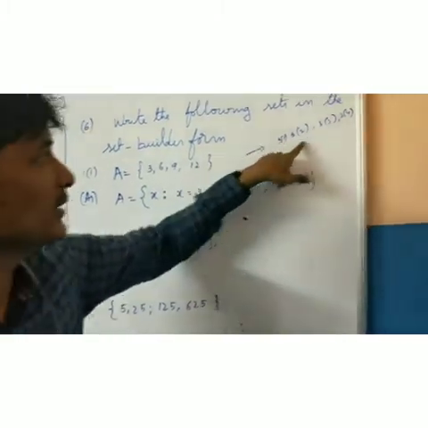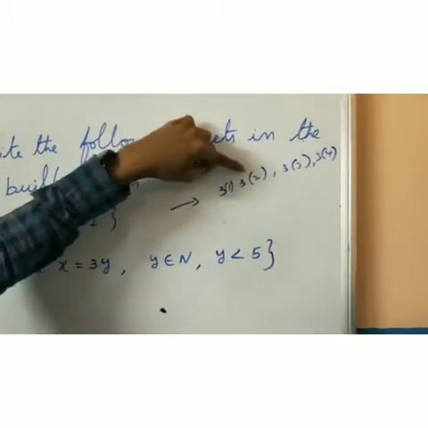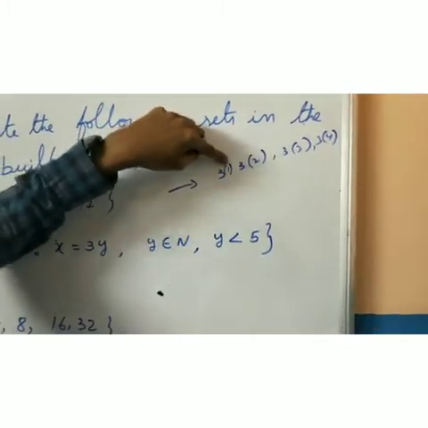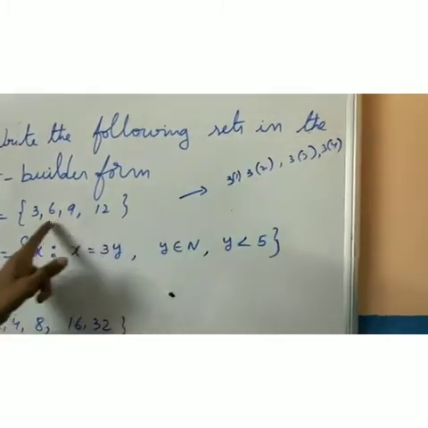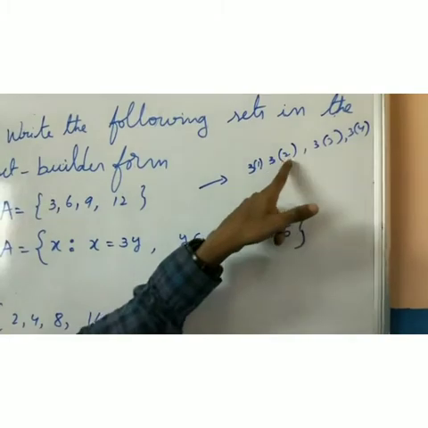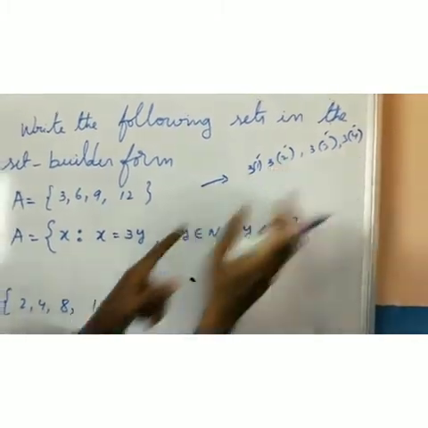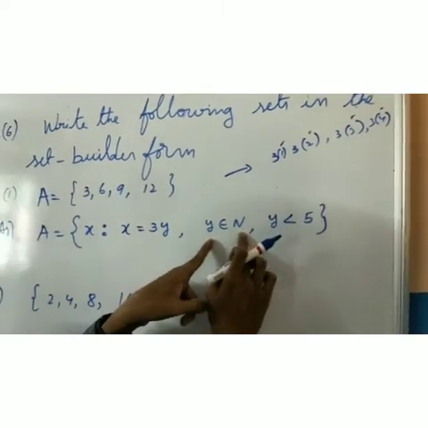Multiple means what? The required number, the given number, multiplied with natural numbers. 3 into 1 is 3, 3 twos are 6, 3 threes are 9, 3 fours are 12. So 1, 2, 3 are natural numbers. So that is what we have to write as the operation.